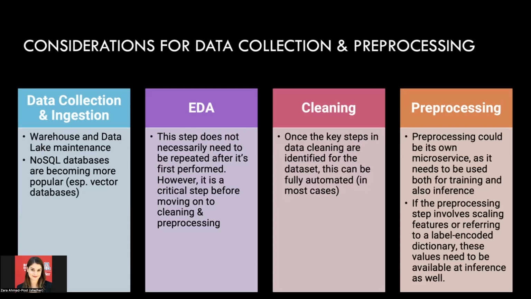And then pre-processing. Pre-processing could be its own microservice because it could be used for both training and also for inference. So we want to be able to reuse that pre-processing function in multiple places. So that's an option for making it its own microservice. If the pre-processing step is going to involve any scaling of features or referring to some dictionary values, like a label encoded dictionary, then you need to make sure that those values are available at inference as well as at training. So that's another artifact that you might need to persist alongside your model and your model weights.